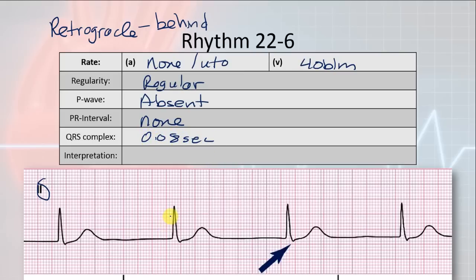So what is my interpretation? This wouldn't be a junctional escape complex. This would actually be a junctional escape rhythm.